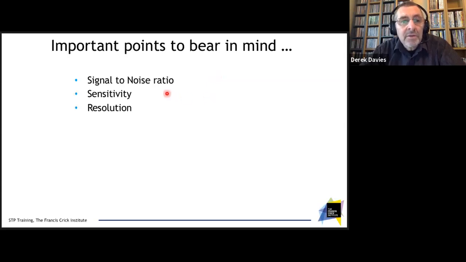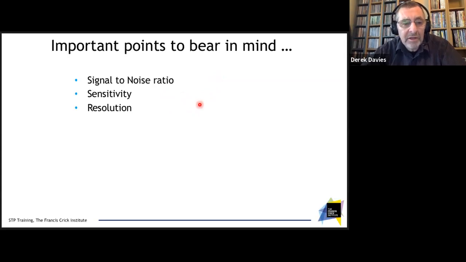Now, sometimes these two terms are used almost interchangeably, but I see them as slightly different. So by sensitivity, I mean, can my flow cytometer detect something that's weakly positive above background? By resolution, I mean how well can it detect it above background. And that's something that becomes very important when we start thinking about multicolor panel design.